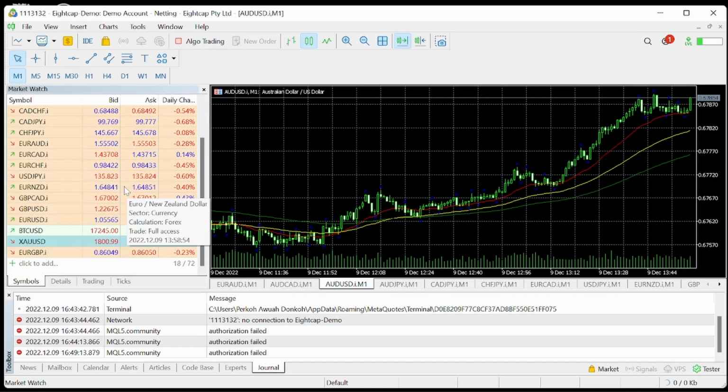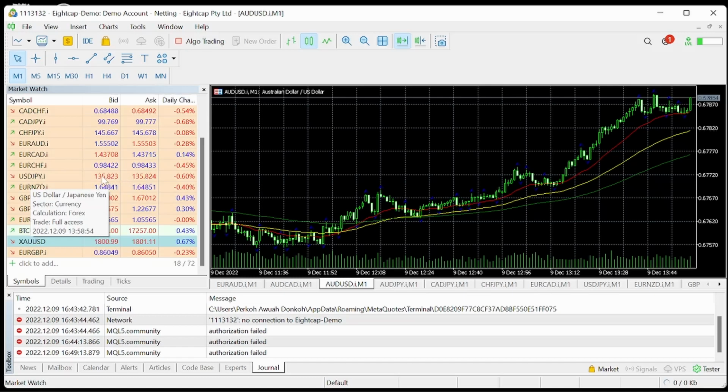So now we've seen our currency pair. Let's say we are taking into consideration USD/JPY. Like I said earlier, the bid price is 135.823, and the ask price is 135.824. Most of the time we get the ask price being bigger than the bid price.